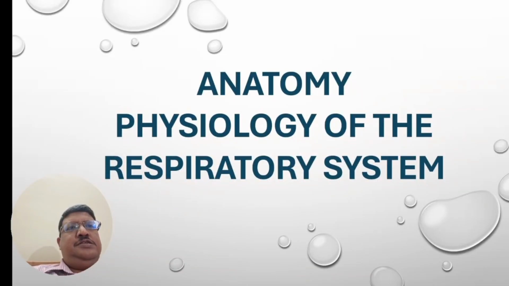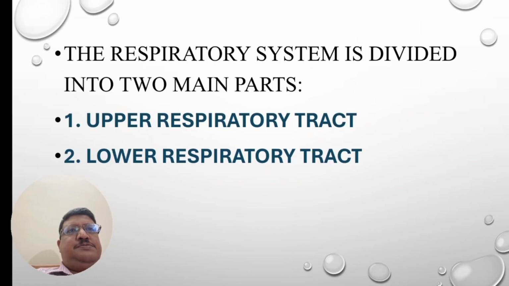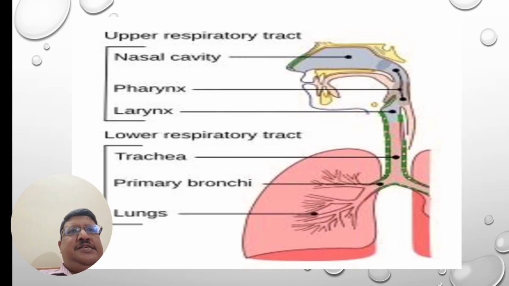Anatomy and physiology of the respiratory system. The respiratory system is divided into two main parts: the upper respiratory tract and the lower respiratory tract. Upper respiratory tract: nasal cavity, pharynx, larynx. Lower respiratory tract: trachea, primary bronchi, lungs.